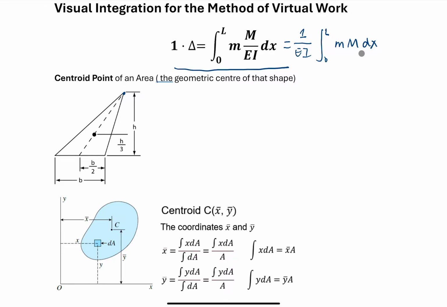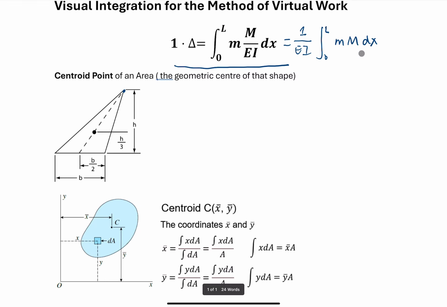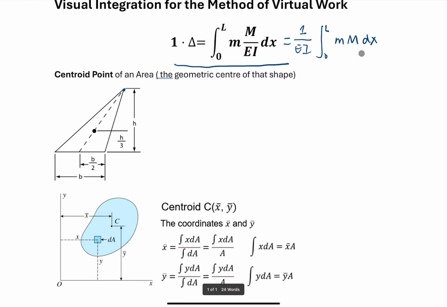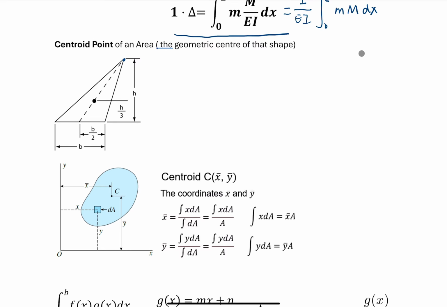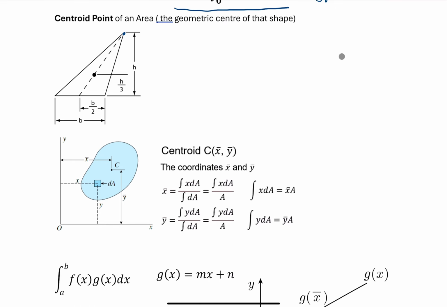Before I do the derivation, I just want to talk about some very basic knowledge we will use later. It is about centroid points. For an area, the centroid point is the geometric center of that area. We know for the triangle shown here, the centroid point is this point. The distance from this point to the bottom line is 1/3 of the height of this triangle. Also the centroid point is on the line we draw from the top point to the center point of the bottom line.